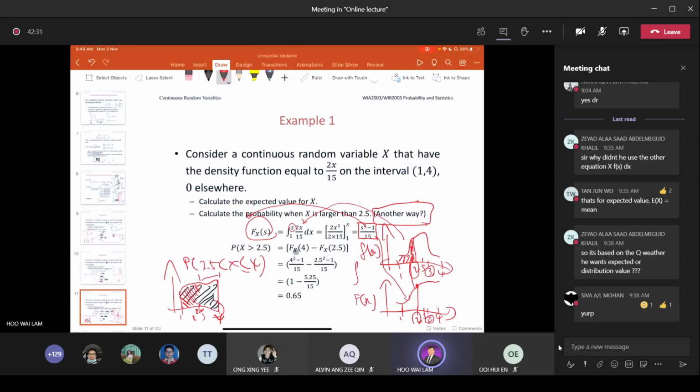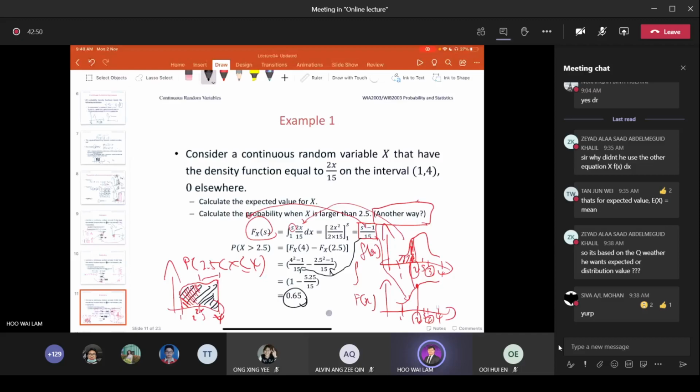Okay, so for the rest of the thing, you just apply the formula that you get from here and here. But this time, this one is replacing 4. This one is replacing 2.5. And when you solve the equation, you'll be getting 0.65.